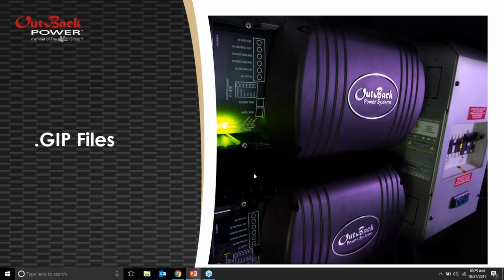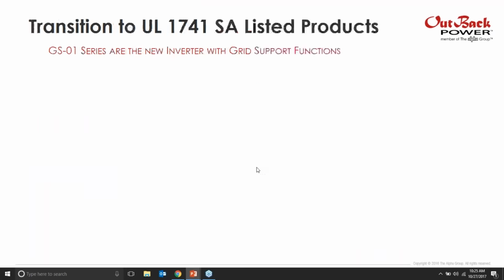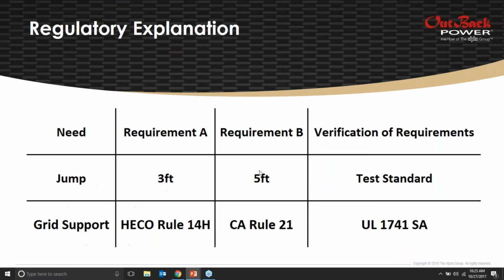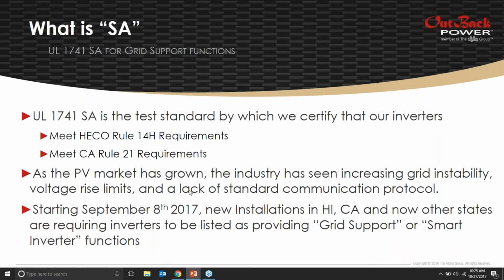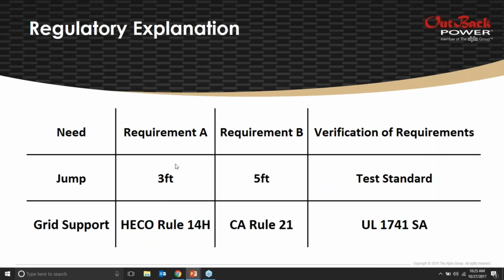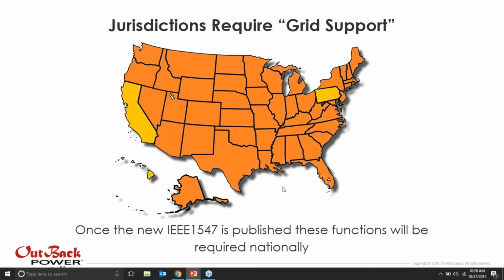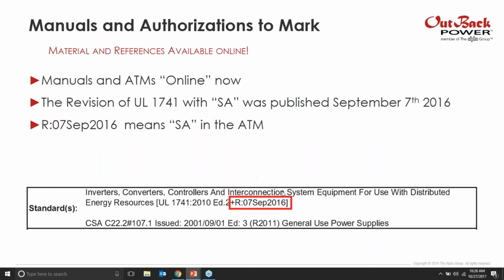So with GIP files, just as a review, this is what GIP files do. Hawaii has 60 plus settings. They want 3, 2, 1.5. There's a whole bunch of settings that they want in this package. So the GIP file provides everything that they need all in one download. And then California has their own profile. So the GIP contains all of that information.